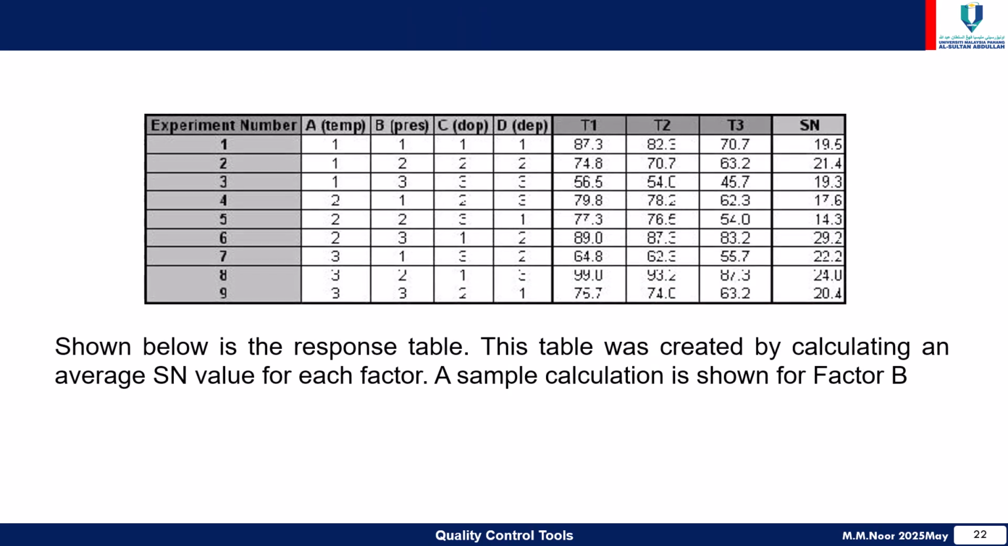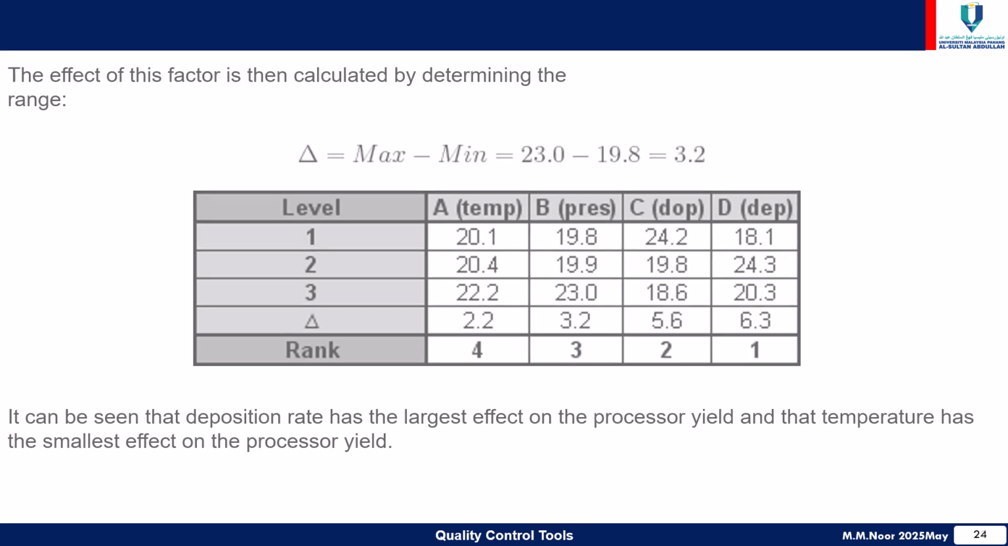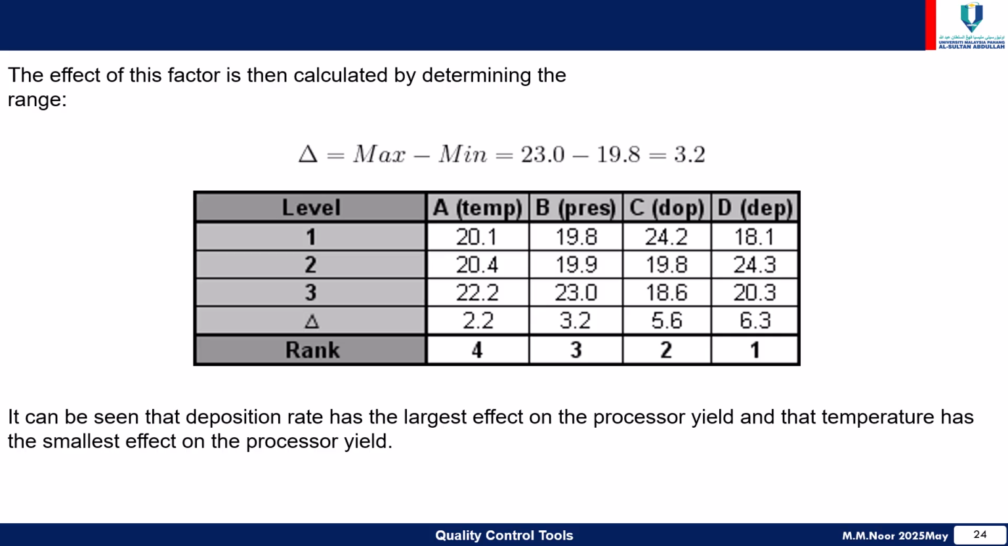And next, this is the result after the calculation. And after this page, it shows the table, and there is one more calculation that we need to do before the final result. So the effect of each factor is then calculated by determining the range. It can be seen that the deposition rate has the largest effect on the processor yield, and that temperature has the smallest effect on the processor yield. So this is the comparison after doing the Taguchi method calculation.